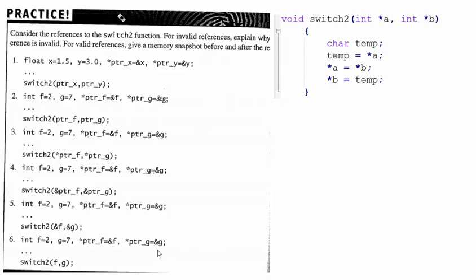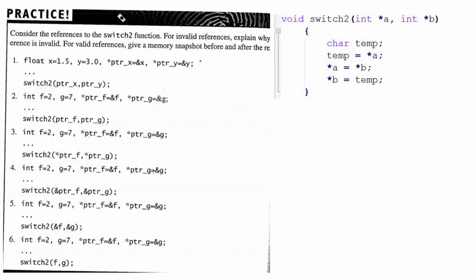You have these 6 different usages of the function, and some of them are valid and some of them are not valid. So explain why a particular reference is invalid, and then for the valid references, give the memory snapshot before and after the function call. So number 1, I'm going to declare x and y as floats, and then I'm going to make my pointer definitions right here, and then I'm going to call the switch function to switch x and y. Is this one valid or not valid? Look at it for a moment. I'll give you a moment, and then I'll tell you the answer.